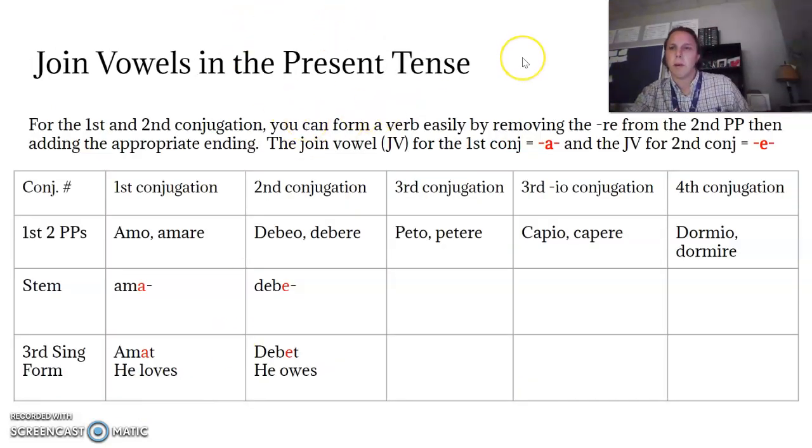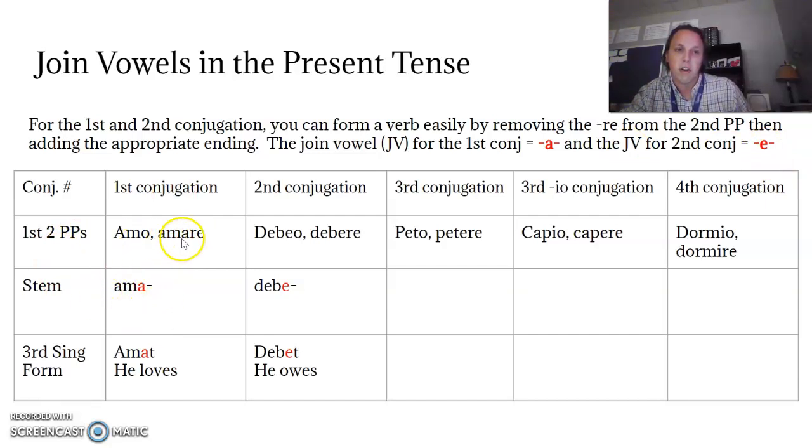So we're going to talk about the present tense first. Things change a little bit in the imperfect tense. And like I said, in all the other tenses, it's not an issue. So, joined vowels in the present tense. For the first and second conjugation, you can form a verb easily by just taking the second principal part and then removing the RE from the second principal part before you add the ending. That's because the joined vowels for the first conjugation is A and second conjugation is E, and that just adds up with the infinitive ending minus the RE.